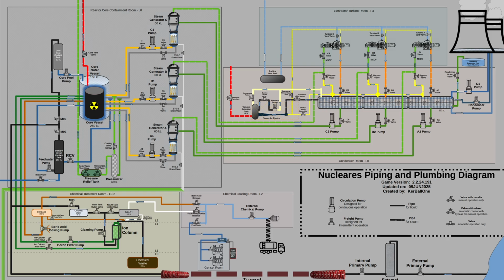So here we have the steam generators. Obviously the green. There's two types of green pipings. There's a solid and a dotted green line. The solid green line would be for the pipe, the liquid pipe, and the dotted line would be the steam pipe.